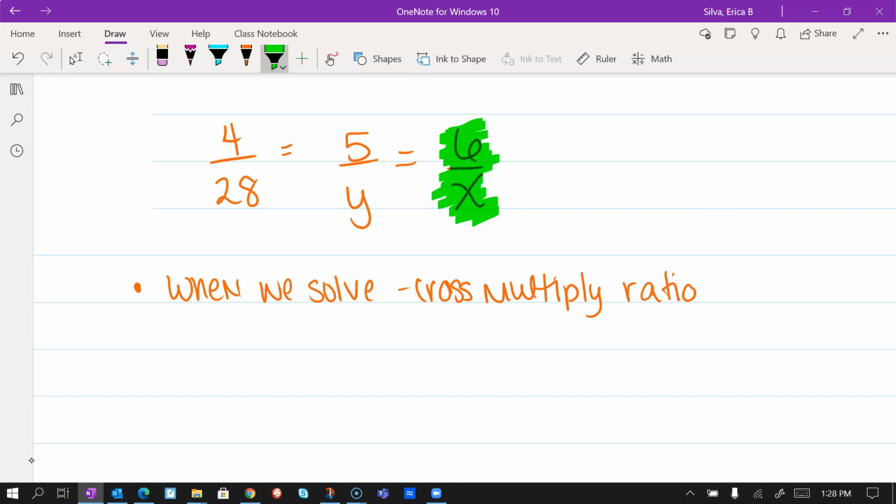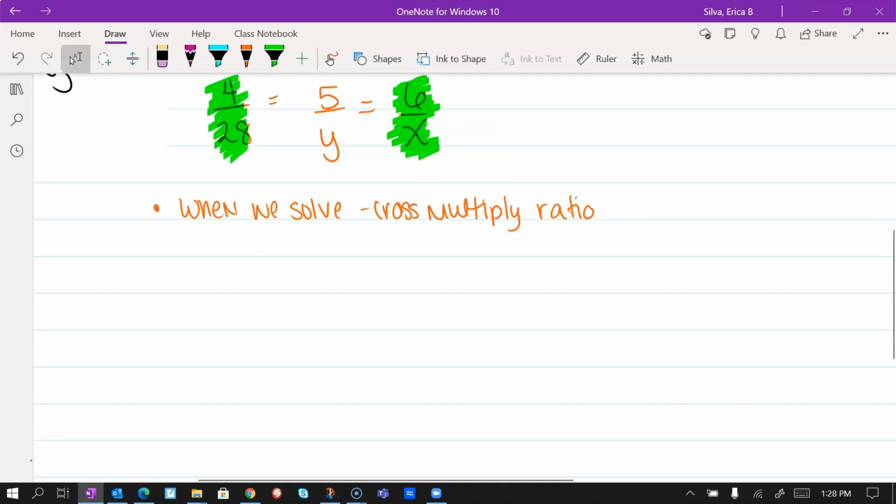With the numbers or the one with the Y? Right, so we want to use the ratio that has the number in the numerator and the denominator, because then you won't be able to solve it. So first we're going to solve for X, and we're going to use 4 over 28 equals 6 over X.